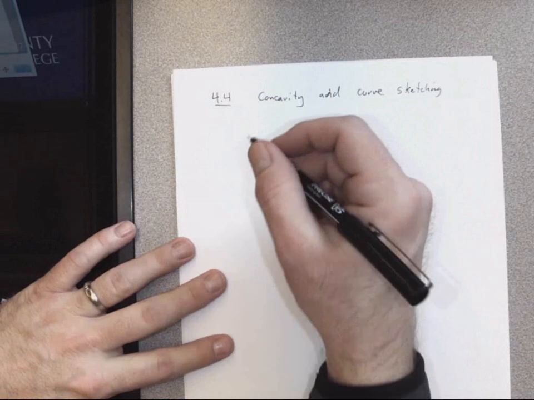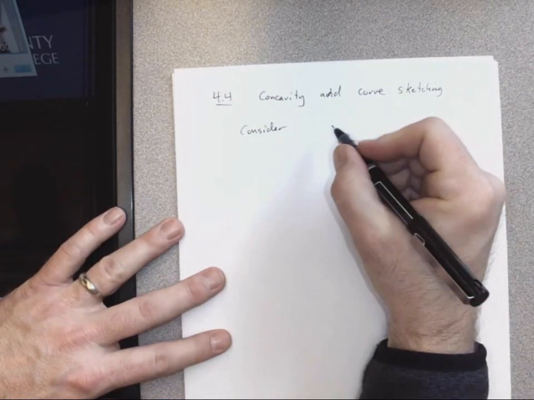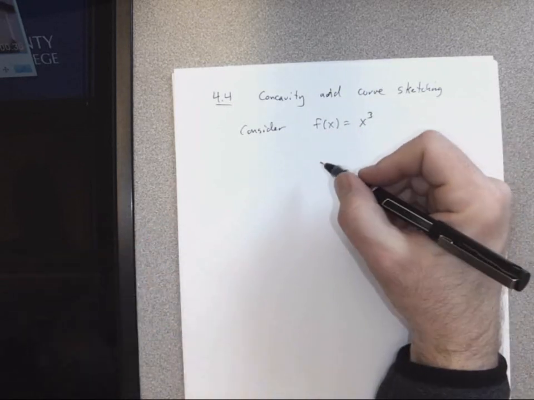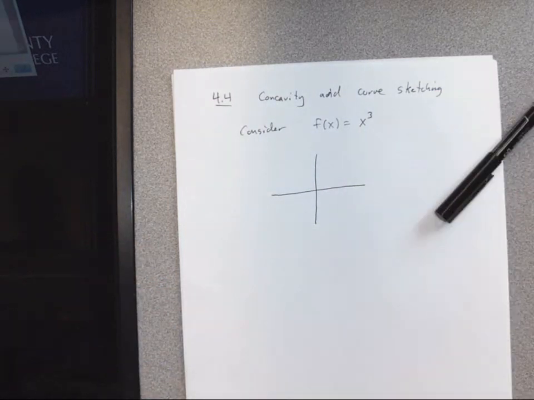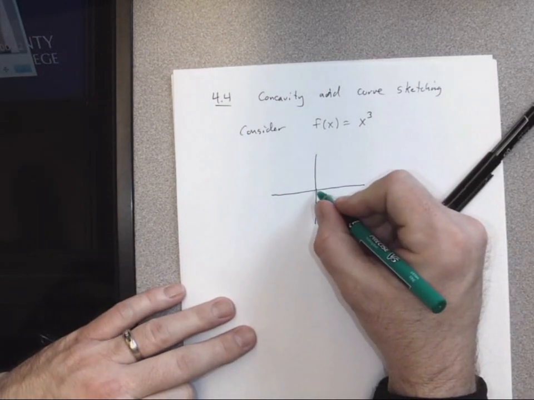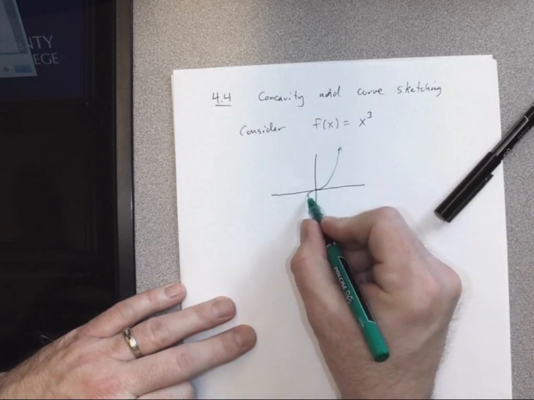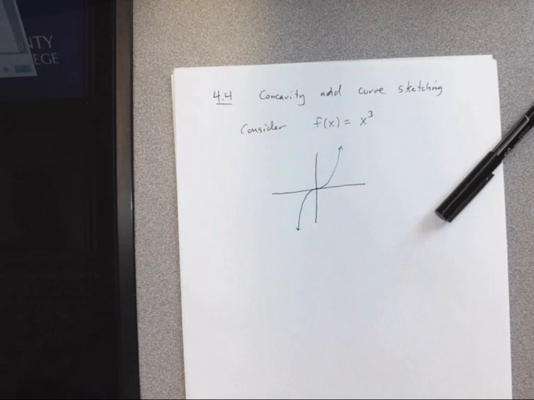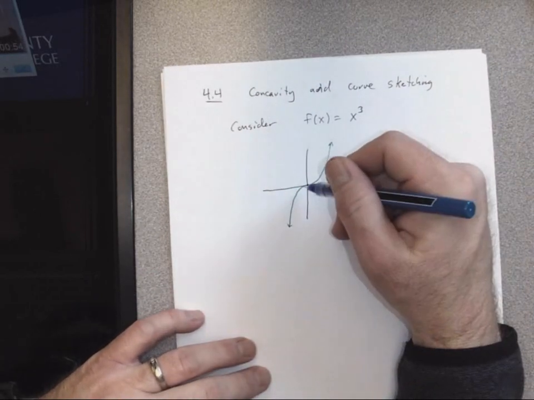So let's introduce concavity. Let's consider f of x equal to x cubed. If you look at the graph of this function, the positive side looks like this, and the negative side looks like this. I chose this curve because it changes concavity at x equals 0.